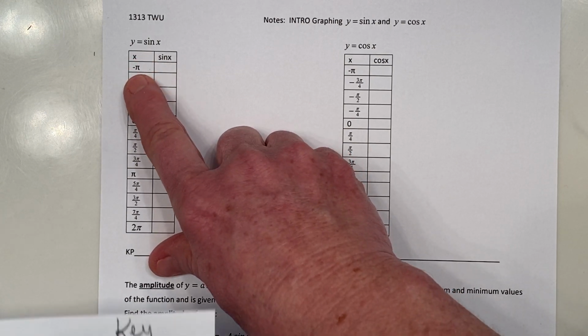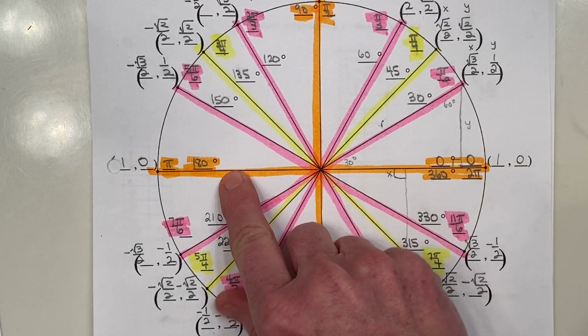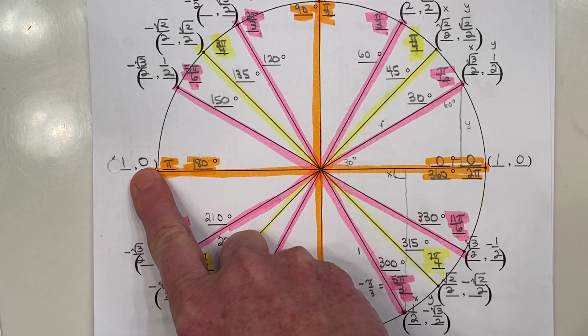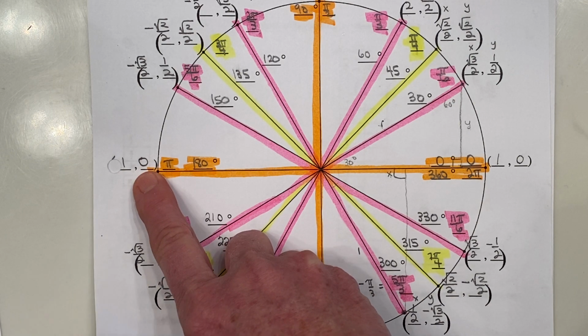All right, what if we're at an angle of -pi on the unit circle? Well, -pi takes us all the way over here. Since I'm graphing sine, sine is connected to the y-coordinate, so I'm going to take the y-coordinates of those points at those angles, and I'm going to put them in my t-chart.